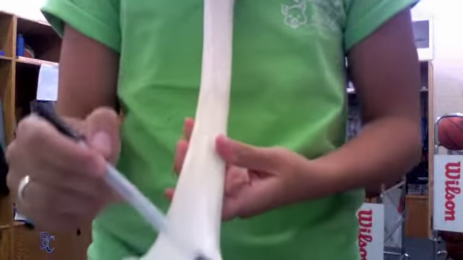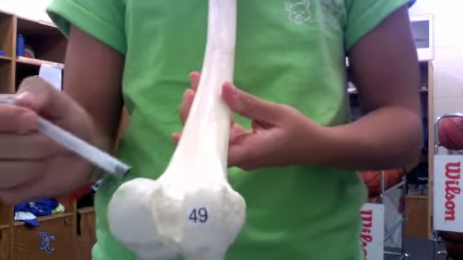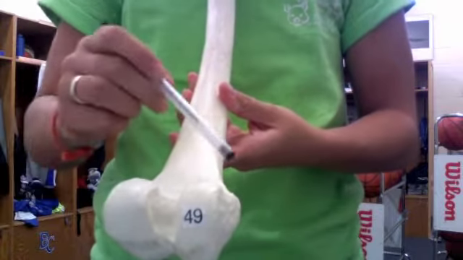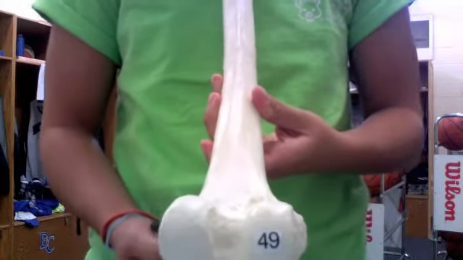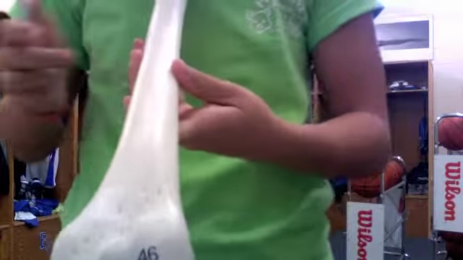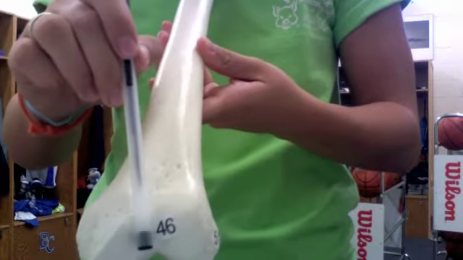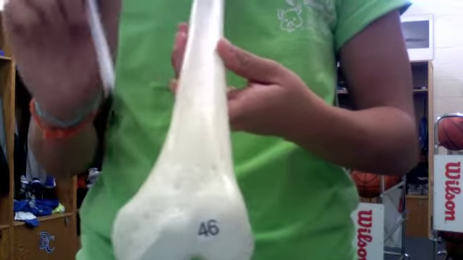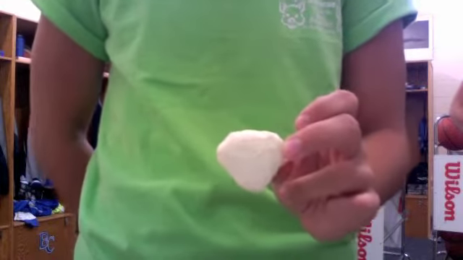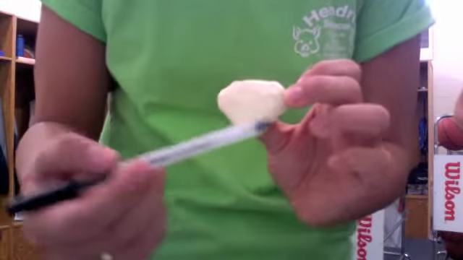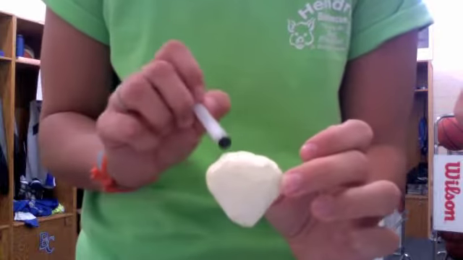This is the medial condyle, and this is the lateral condyle. This is the medial epicondyle, and this is the lateral epicondyle. And on the front of the femur, we have the patellar surface. This is the patella, this is a left patella, and this is the apex, while this is the base.